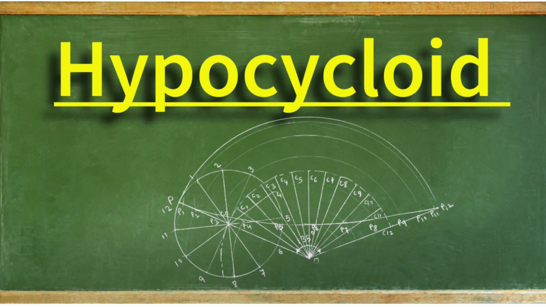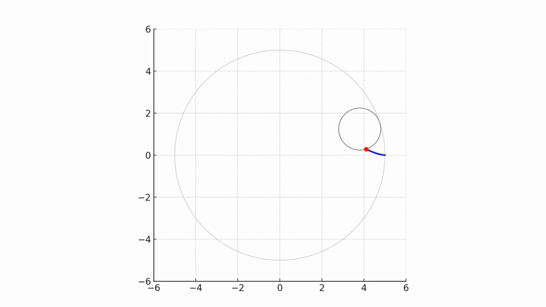So let's start. In the animation you can see there is one big circle, in gray color, and it is fixed. Inside it there is a small circle which rolls inside the big circle without slipping and sliding, and there is one red point marked on the small circle. As the small circle moves, that red point draws a blue curve, and that curve is known as the hypocycloid. So what does hypocycloid mean?